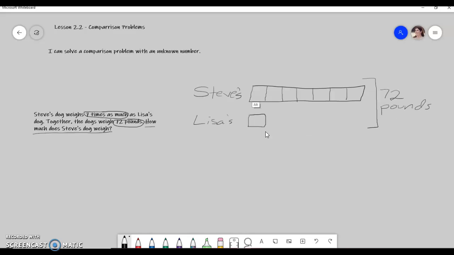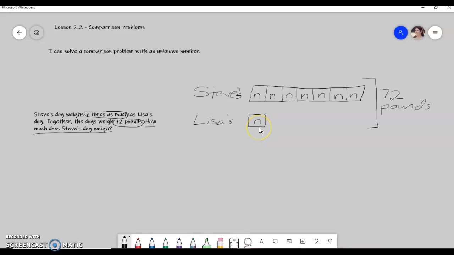So we're going to fill in these boxes with a letter, so that way when we're writing our equation, that'll help us look at it a little easier. So I'm going to use the letter N, because we don't know how much each of these boxes is just yet. But we know that each box is going to be worth the same amount. And that means even Lisa's dog is going to be worth the same amount. Because all together, all the dogs weigh 72 pounds.